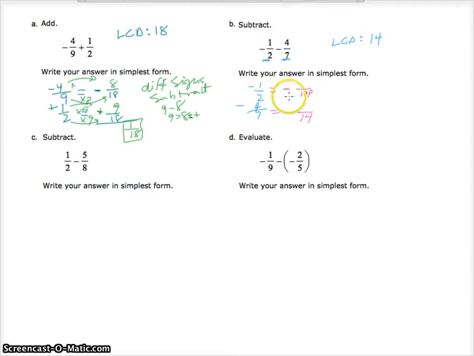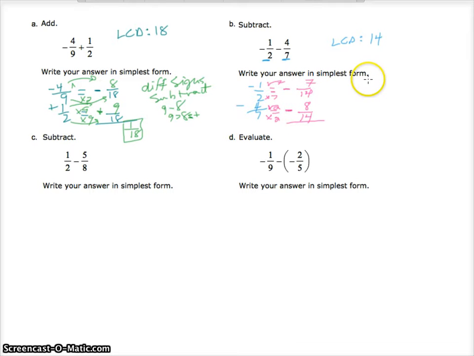To get from 2 to 14, you multiply by 7 on the top and 7 on the bottom. So I'm going to get negative 7/14. And to get from 7 to 14 in the bottom fraction, I'm going to need to multiply by 2 in the numerator and denominator and get 8 over 14. So far I've got negative 7/14 minus 8/14, excuse me.